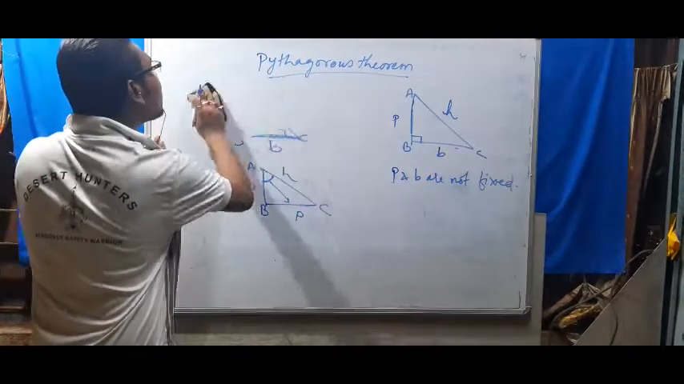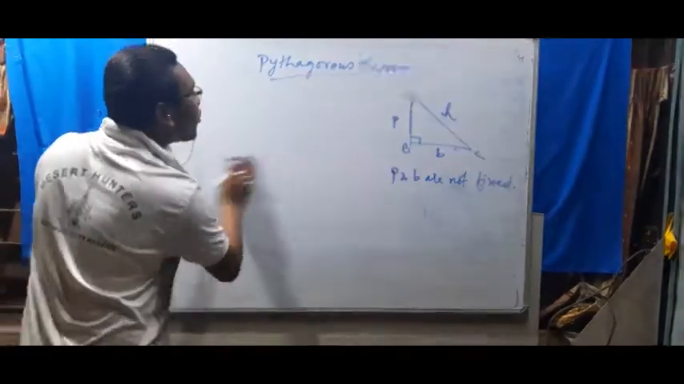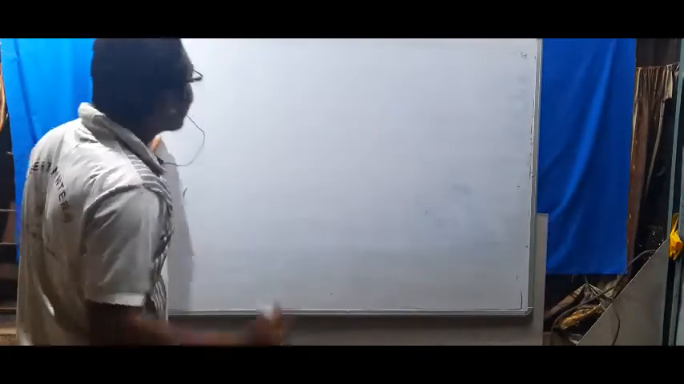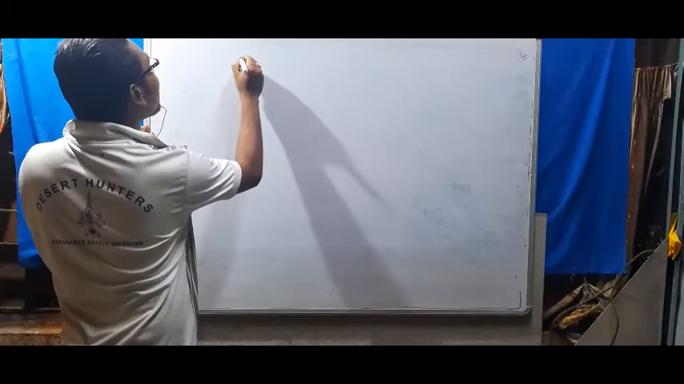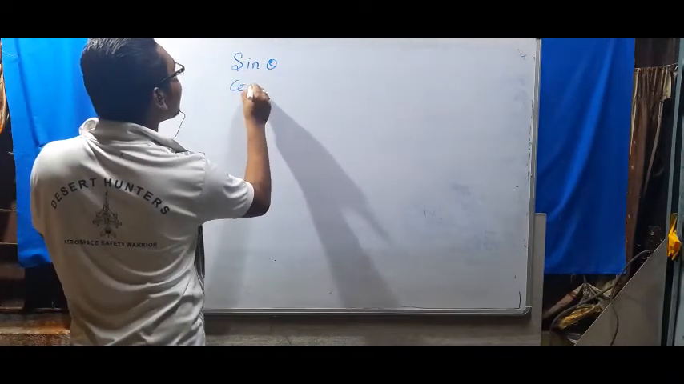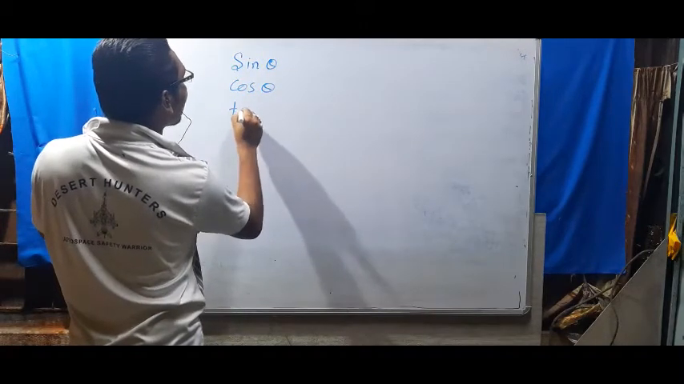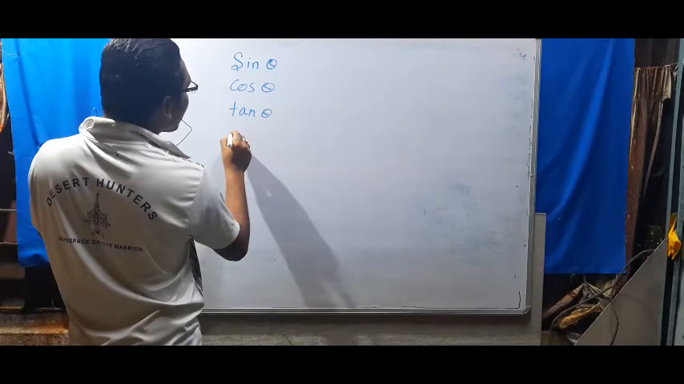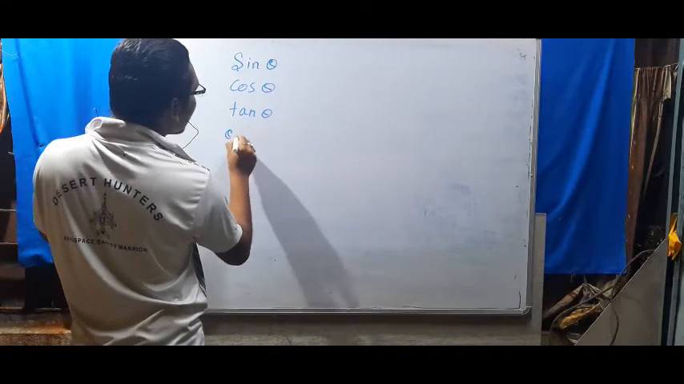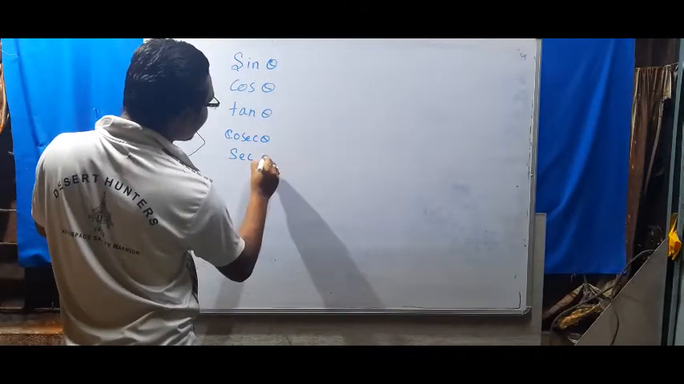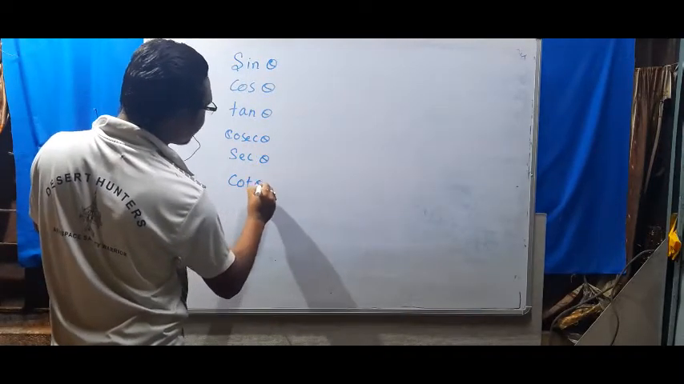So let us now start all the trigonometric ratios. The trigonometric ratios are given by sin theta, cos theta, tan theta. Then comes cosec theta, sec theta and cot theta.